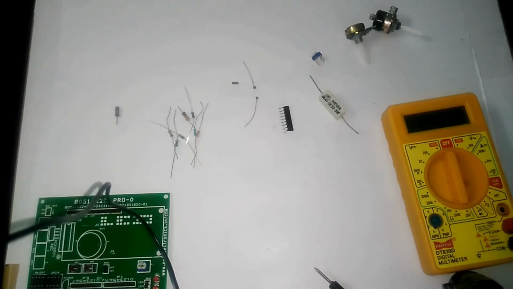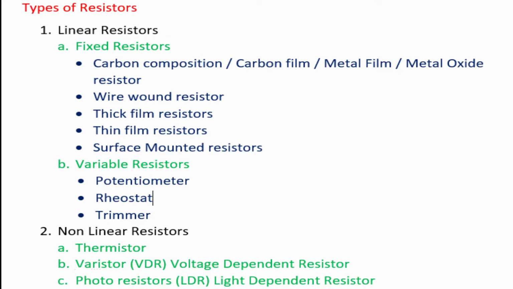Okay, now let's come to the types of resistor. There are two types of resistor: linear resistor and non-linear resistor. Linear resistor consists of fixed resistor and variable resistor. Non-linear resistor we will cover later. Linear resistors are those resistors whose current will increase with the voltage increase. That means voltage and current are directly dependent.